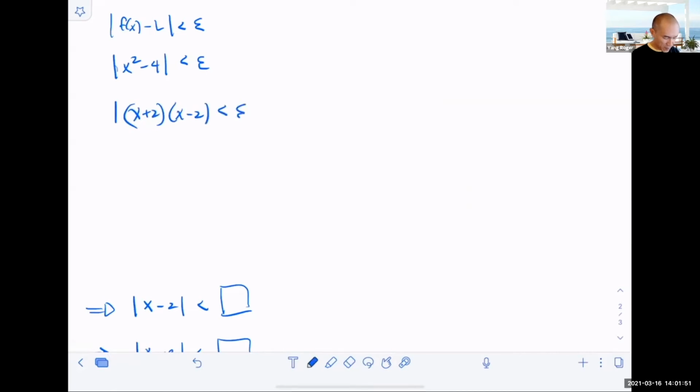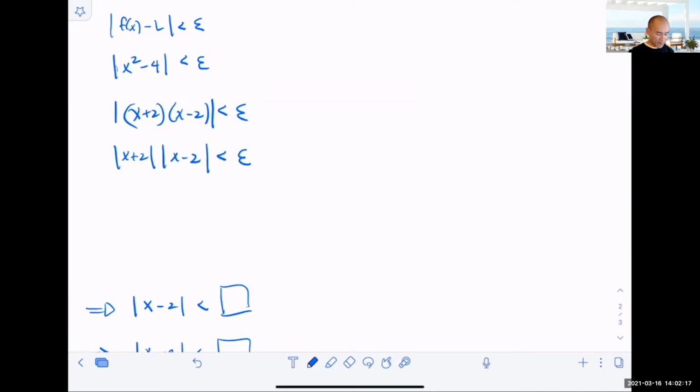It's less than epsilon. And we have an absolute value around the whole thing. Now, when you have a product of two things, yes, Hao-Wei, that's right, you factor it in that way exactly. And then when we split this guy up, this becomes x plus 2 in absolute value and x minus 2 in absolute value, like this, less than epsilon.